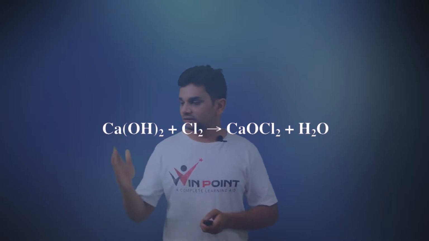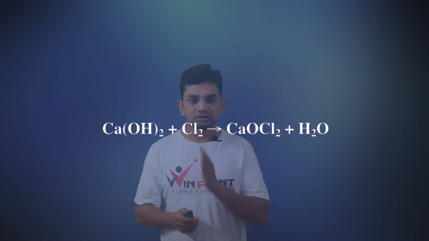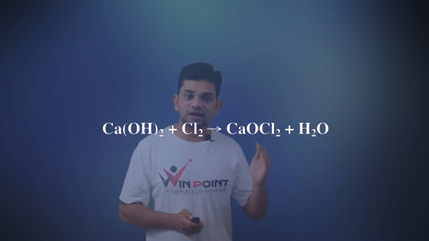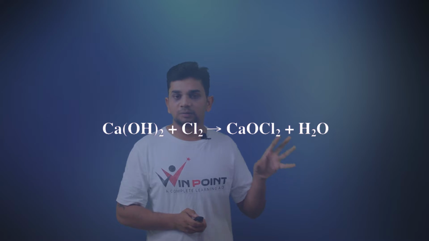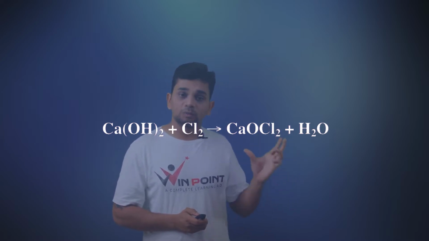Here you can see the reaction. Slaked lime is calcium hydroxide, Ca(OH)2, plus Cl2. We are getting CaOCl2, which means calcium oxychloride, plus H2O. This reaction is the preparation for bleaching powder. This calcium oxychloride is bleaching powder.